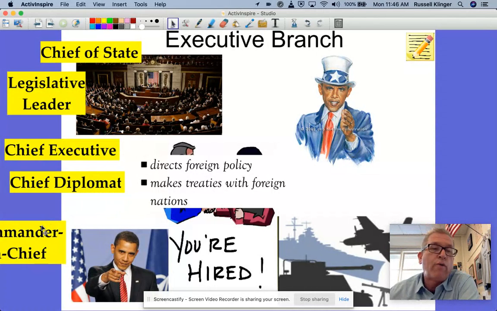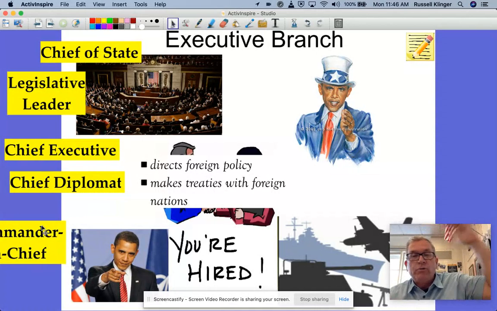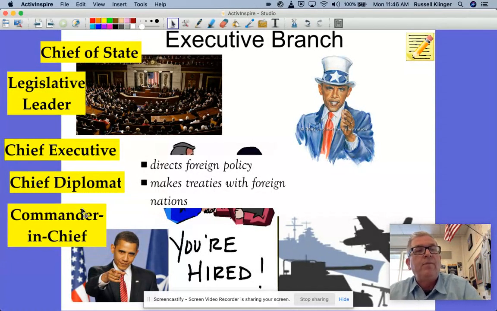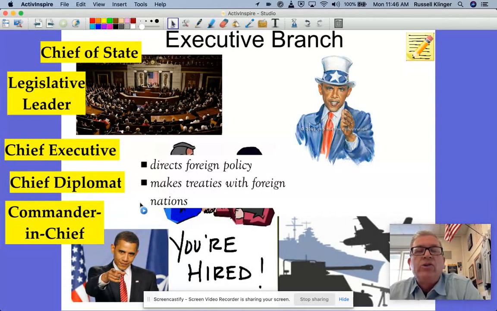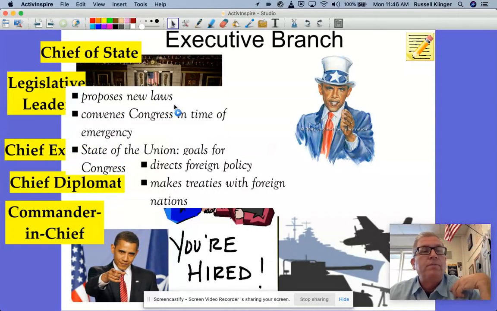When they go overseas and deal with other nations, they're the top negotiator if we're talking about making deals with someone. And they're also our commander in chief. They're responsible for all the armed forces, all the military in our country. They have a lot of power, actually. It's not ultimate power, but it's a lot of power. Okay, so here we go.